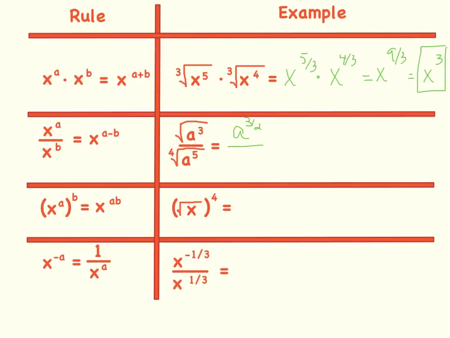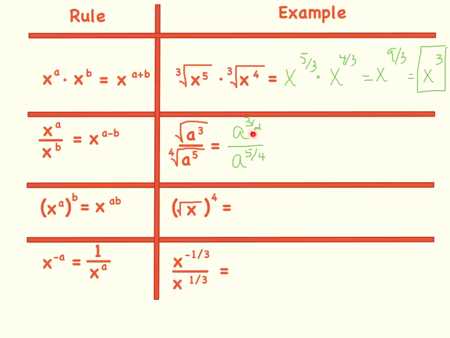And that would be divided by, and instead of the fourth root of a to the fifth, that would be a to the 5/4 power. Now I want to follow my rule for dividing variables that have exponents, and that means you would subtract the exponents. Now if we look over here at our example, if you're going to subtract one fraction from another, they have to have the same denominator.